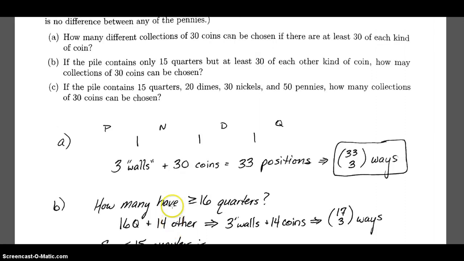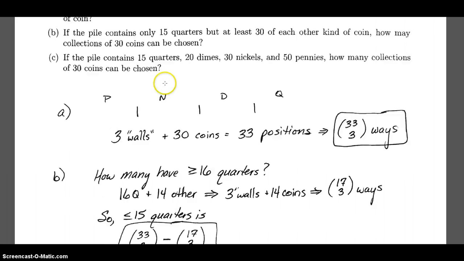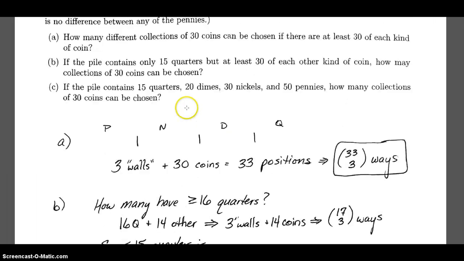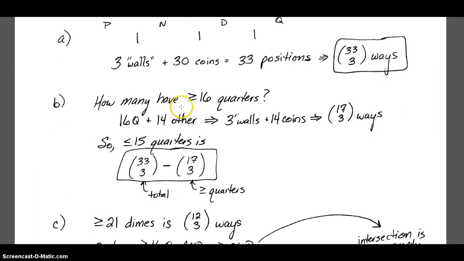But now we want to look at only 15 quarters, and the other coins we can have as many as we want out of them. So you might try to find out all the ways to get less than or equal to 15. It turns out that's a little more complicated. It's easier to find the complement. In other words, how many ways could we have greater than or equal to 16 quarters?